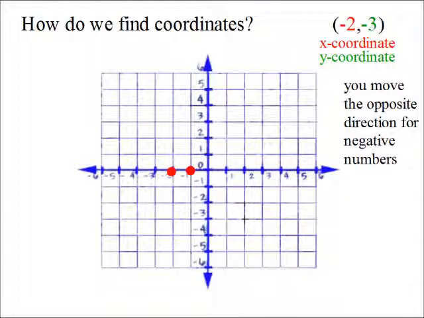Then, we're going to do our y-coordinate, which we can see is also negative. So instead of going up on the y, we're going to go down, and we're going to count down 3. 1, 2, 3. This gives us our coordinate of negative 2, negative 3.